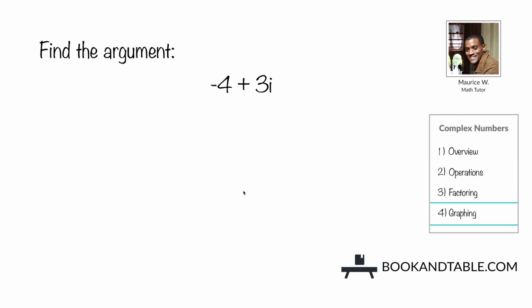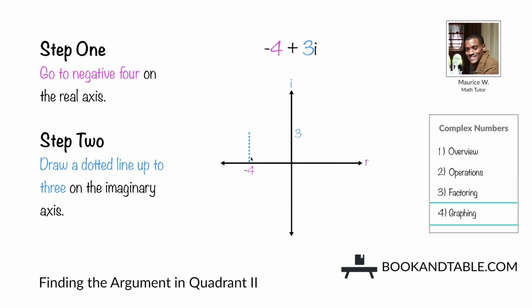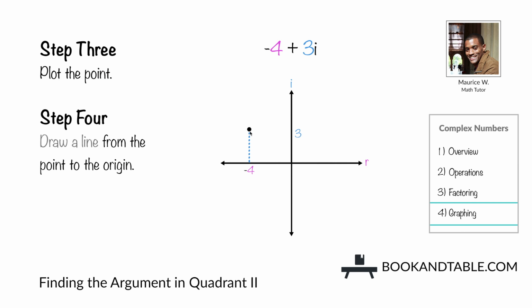Let's take a look at negative 4 plus 3i. So if you're asked to find the argument, step 1, go to negative 4 on the real axis, and step 2, draw a dotted line up to 3 on the imaginary axis, and then plot the point. Step 4, draw a line from the point to the origin. So we have our right triangle, and this angle here is our alpha angle, which means our right triangle has an adjacent side to the alpha angle that has a length of 4, the real number, and an opposite side equal to 3, the imaginary number.